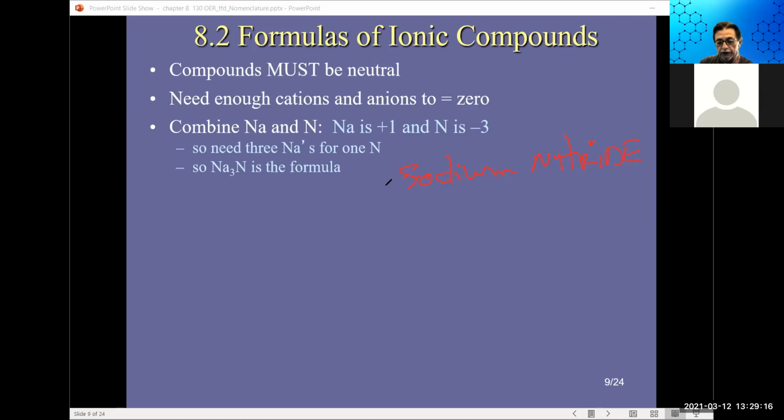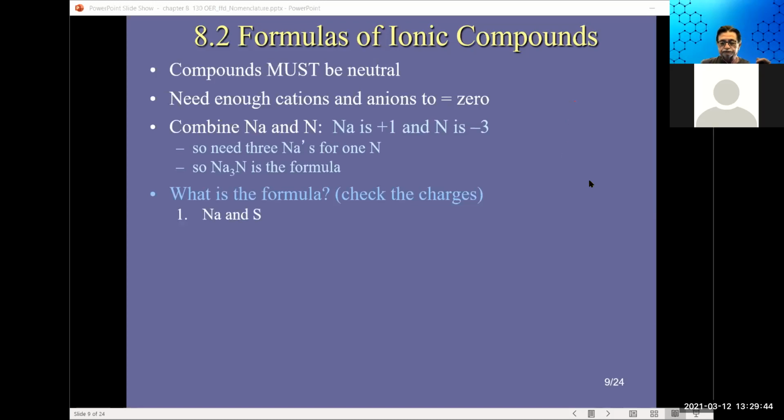And, like I said, you could be given the name or the formula, and you need to get from one to the other. Given the name sodium nitride, what is the formula? Given the formula Na3N, what is the name? Okay, let's do some more.